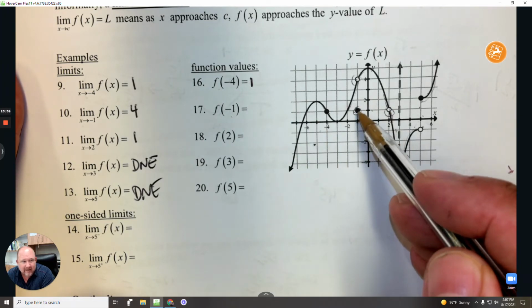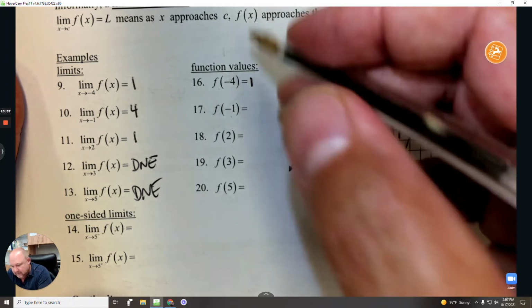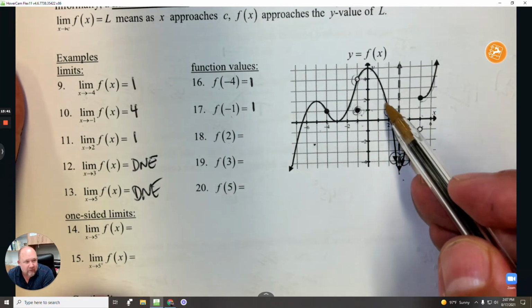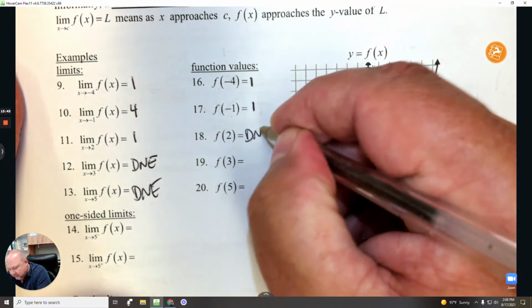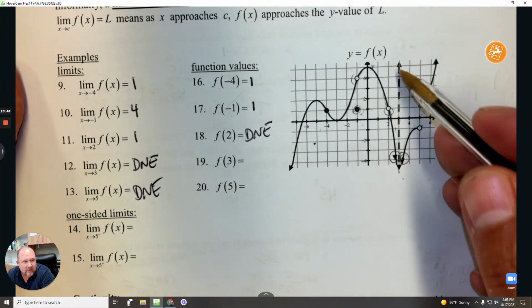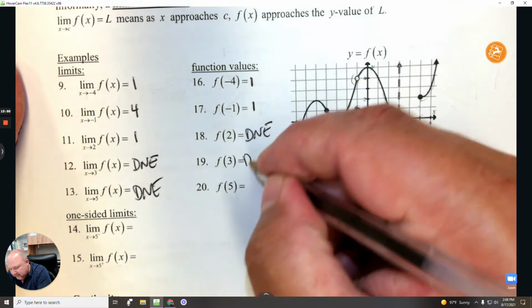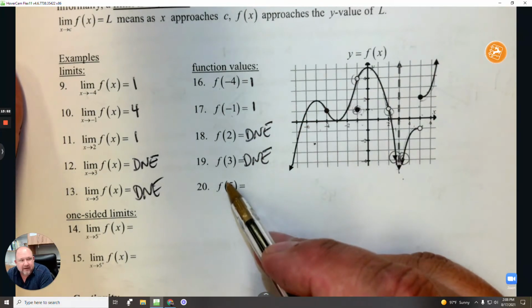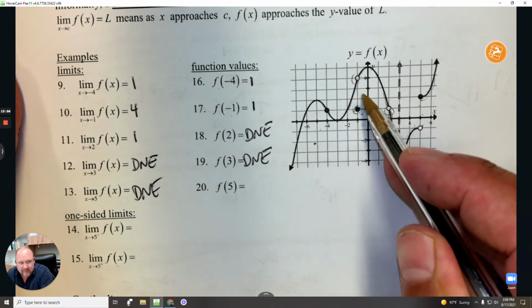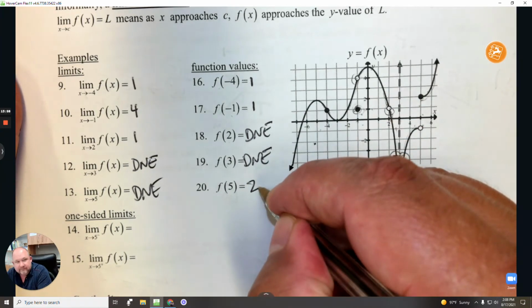At number 17, the function value at negative 1. So here we are at negative 1. What's the function value? That's positive 1. F at 2, there's a hole. So that means it does not exist. F at 3, here we are. Oh, we have an asymptote at 3, so it does not exist. And the function value at 5. So again, go to where the point is, and the function value is 2.